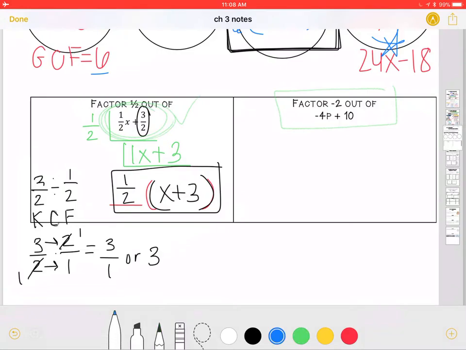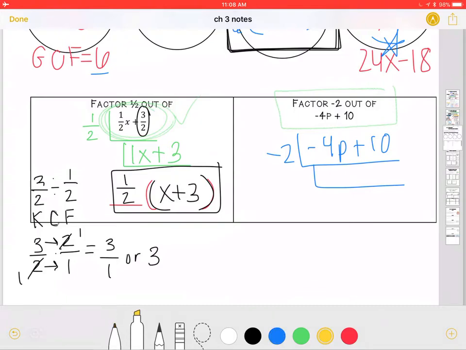So for this one, it wants us to factor -2 out of -4p plus 10. So I'm going to rewrite our expression that we have currently. And I want to divide out a -2. So I'm just setting it up, showing that I'm going to take out a -2. Let me set up my next cake layer. And let's see what we get. Now this one's tricky. I have a negative. We haven't done this yet where we're taking a negative out. So we have to pay attention to our signs and our rules here.